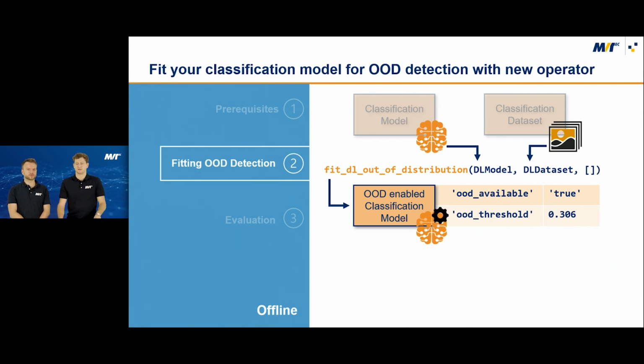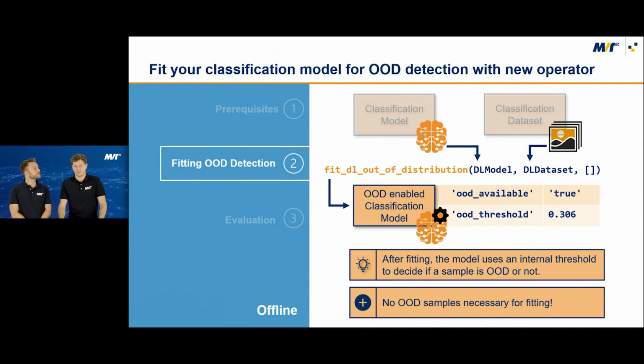After the model has been successfully fitted to the out-of-distribution detection part, the DL model handle consists of two new keys. One that indicates that out-of-distribution is available, the OOD available, and one that defines an internal threshold, which is then used to decide if a given sample is out of distribution or not, the OOD threshold. And remember, no out-of-distribution data is needed for this step, for the fitting of the model.